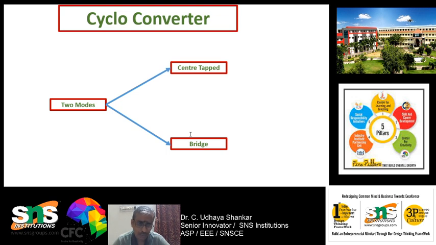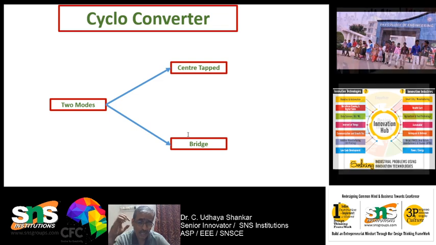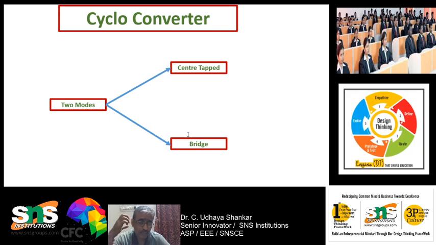There are some problems, because the output waveform of the cycloconverter is not good. It is not a pure sine wave. The output voltage waveform is highly distorted. That is the main problem. So you have to use costly filters in order to get a pure sine waveform. This is one of the major drawbacks of the cycloconverter, and it also results in a low power factor.